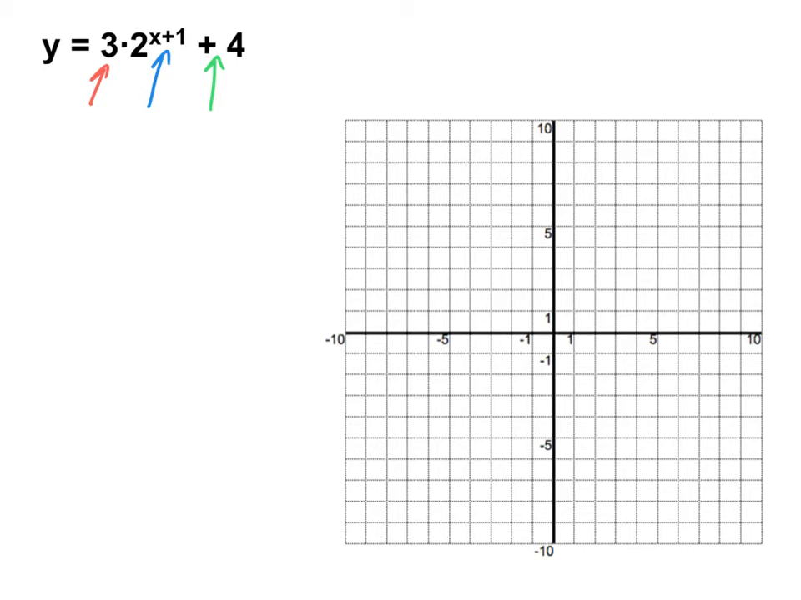Now, of those 3 transformations, the very first thing I want to do is use the one that tells me where the asymptote goes. The asymptote, remember, changes only when I move the graph up or down. So in this case, that's going to be the plus 4. So first thing you want to do here, draw in that dotted line, and yes, it should be dotted, up at 4. From here, I now need to figure out where my points go.